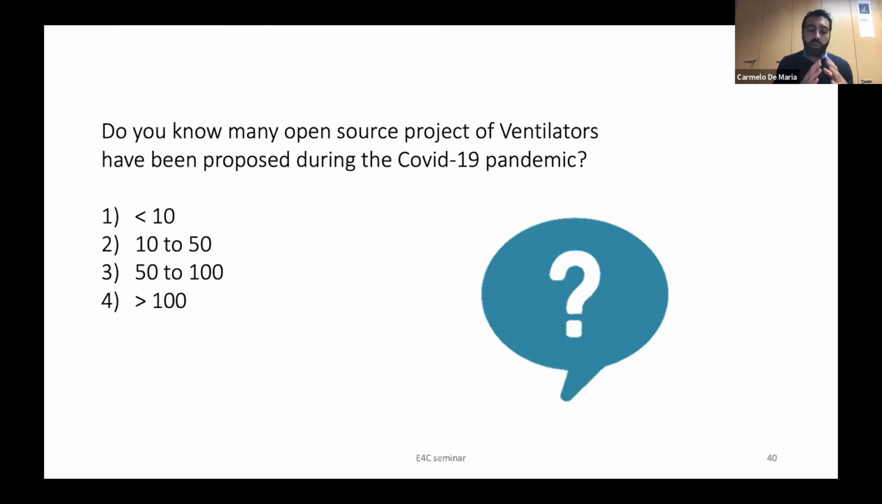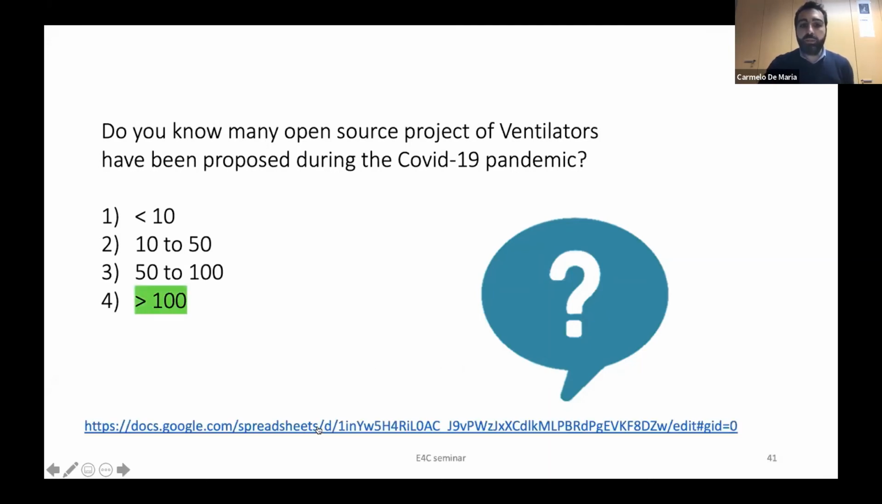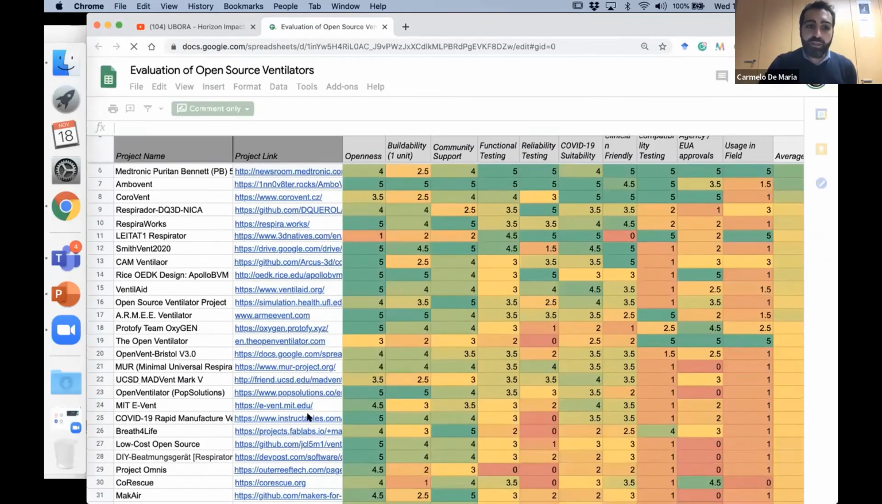So according to you, just think about a simple device, think about the ventilator. How many ventilators were people trying to develop during the COVID pandemic? 10 to 50, 50 to 100, more than 100? More than 100, you are right. The majority of us replied less than 100 if we aggregate the data, but 40% of us gave the correct answer. If you go on this spreadsheet, it's a collection and you can see how many ventilators.